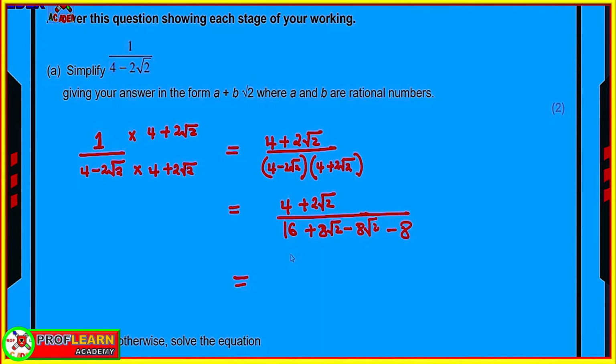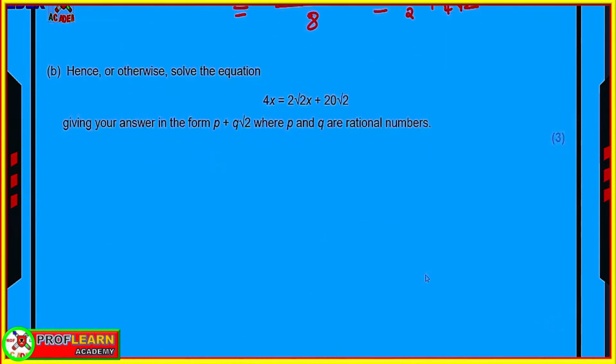So the middle terms basically cancel out, and then we are going to have our expression reducing to 16 minus 8, which is 8. And now we can see 4 divided by 8 is 1 over 2, and 2 root 2 over 8 is going to be 1 over 4 root 2, like that. So this is the expression that we were supposed to get in this particular part. Now, hence or otherwise questions mean whatever you have gotten from the previous section, you are going to use it to work out the next section.